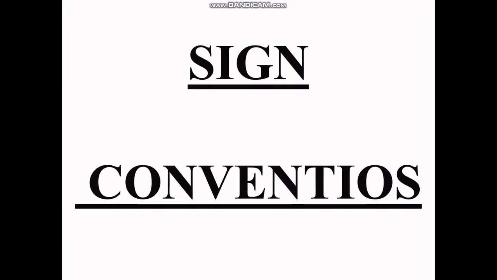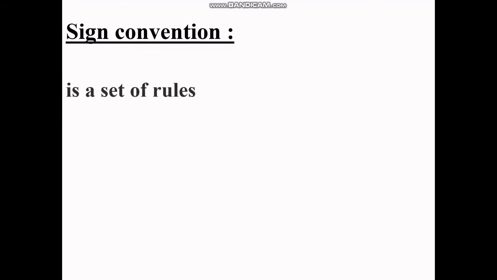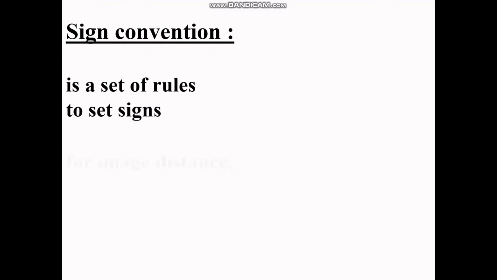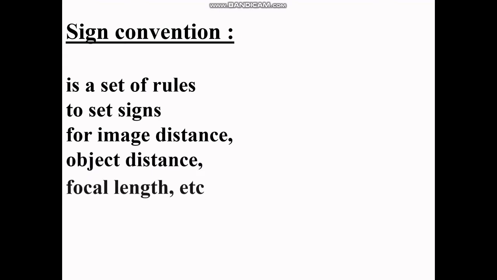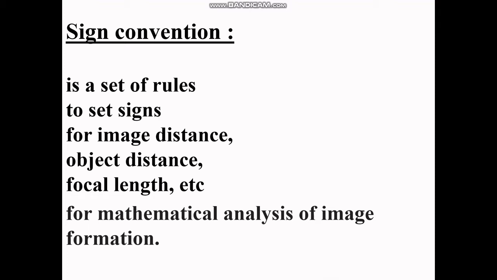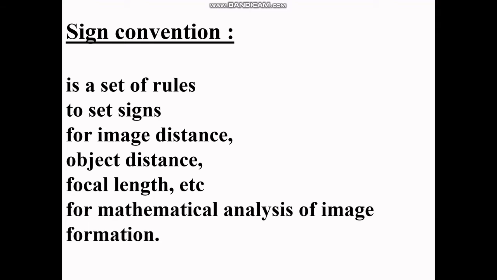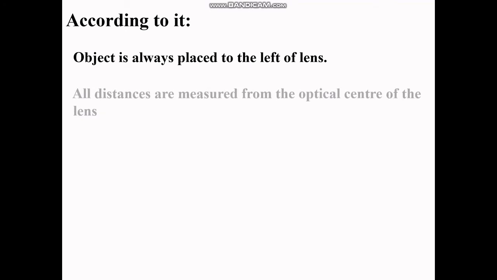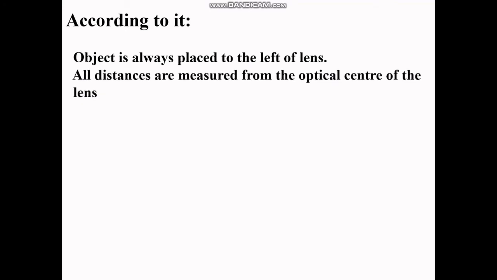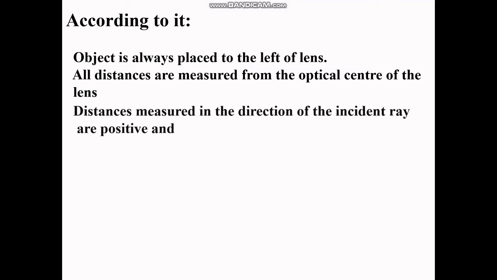Now children, let's study about sign conventions. What are sign conventions? They are a set of rules to set signs for image distance, object distance, focal length, etc. for mathematical analysis of image formation. According to it, object is always placed to the left of lens. All distances are measured from the optical center of the lens.